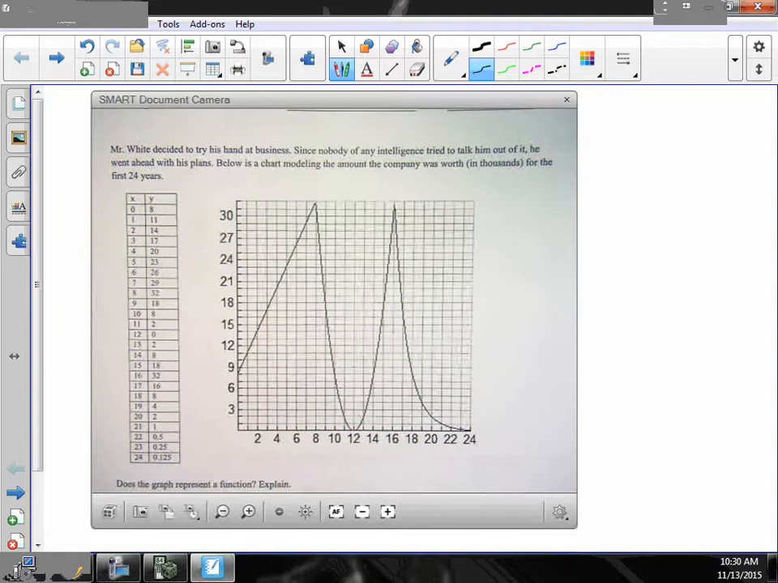And then what sort of patterns do you see in the graph? Well, this first piece looks like what type of function? Linear. And then this second piece looks like what type of function?